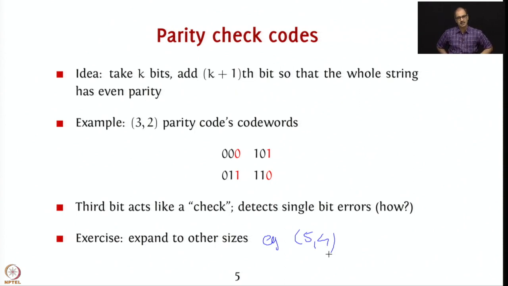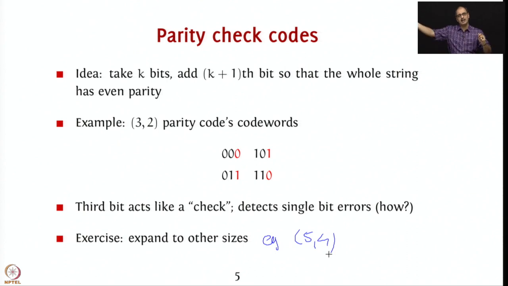Let's take an example. Let's say you take 1010. It already has an even number of 1s, add a 0 at the end. If you take 1011, add a 1 at the end so that you get 4 1s essentially. So now you can do this, and a general (k+1, k) parity check code has a rate k by k plus 1. The redundancy is 1 by k plus 1.